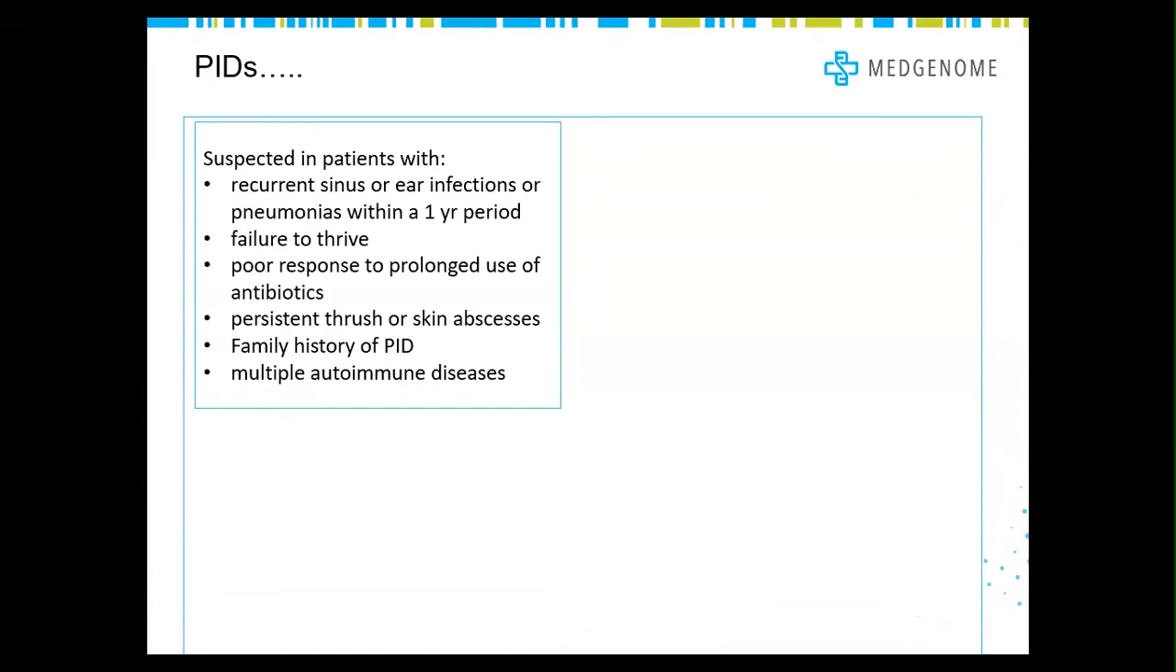So PIDs would basically be suspected in patients who are having recurrent infections. It could either be recurrent ear infections or recurrent pneumonias, but along with that, there are other things which are also necessary, like failure to thrive. There would be a poor response to antibiotics, persistent thrush or skin abscesses. Family history is also quite important. And also, if you have a patient who has multiple autoimmune diseases, irrespective of the age, they would fall under a group of primary immunodeficiency.